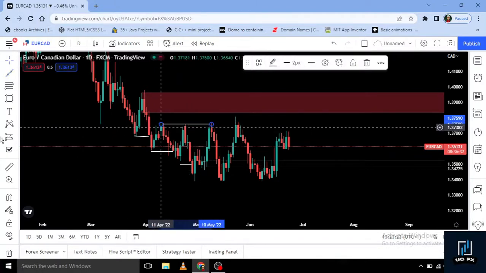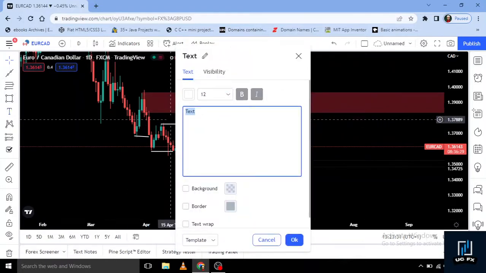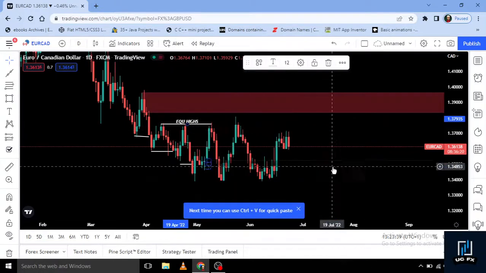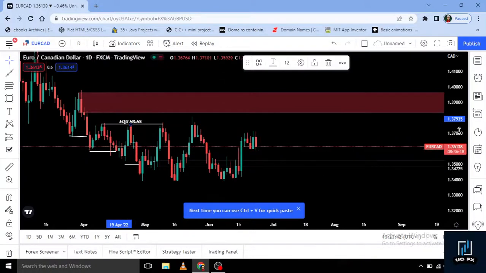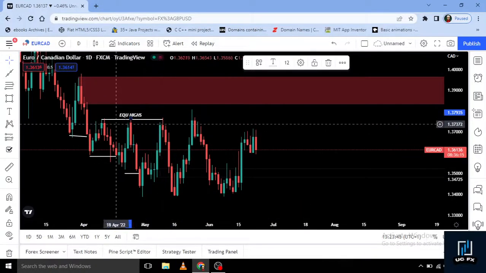We have equal highs. In this case, we are having equal highs because this is a bearish order block. So we have to be marking this out as equal highs. So this is equal highs. This is our liquidity. As you can see, most traders were going short inside the zone.